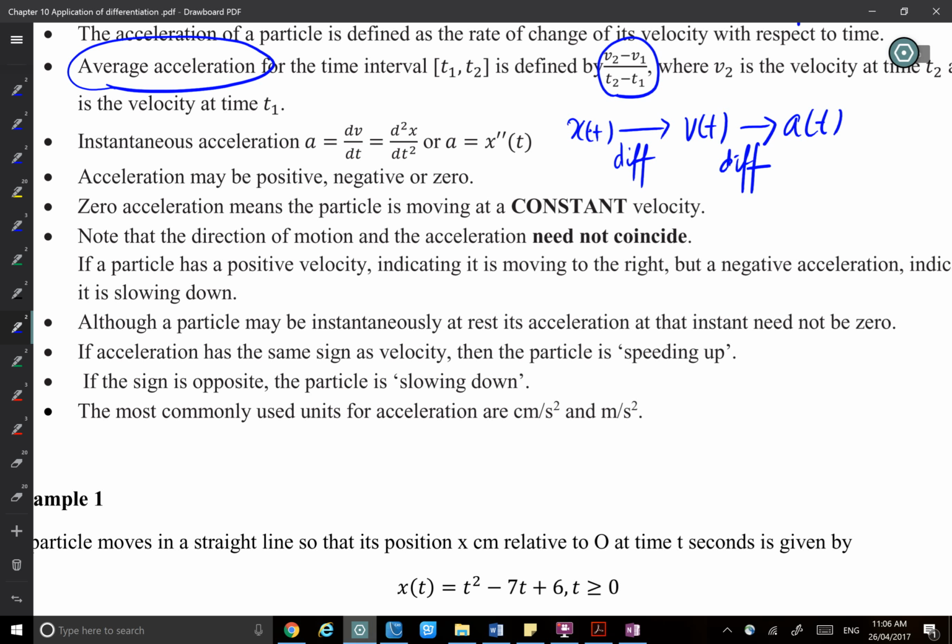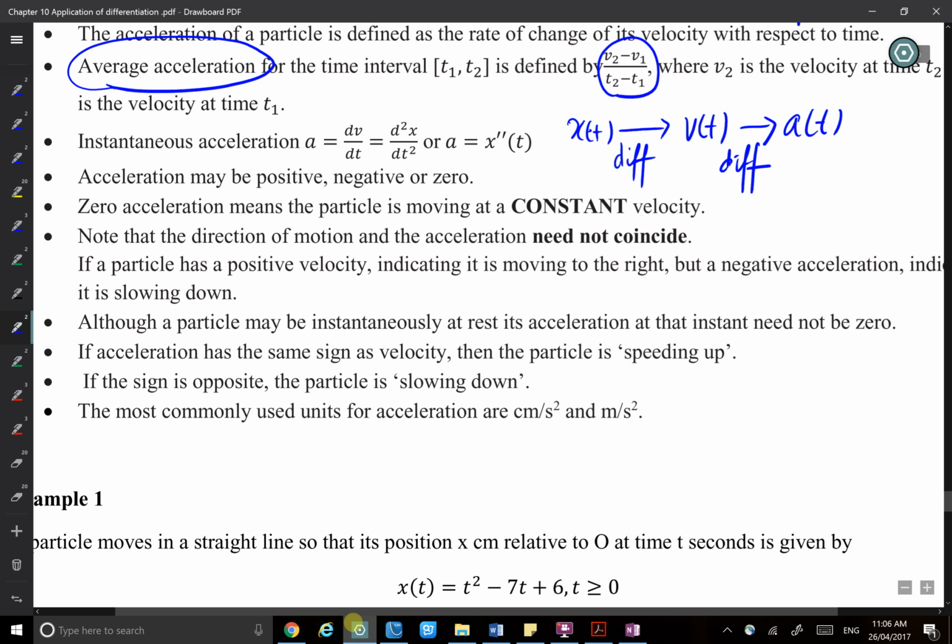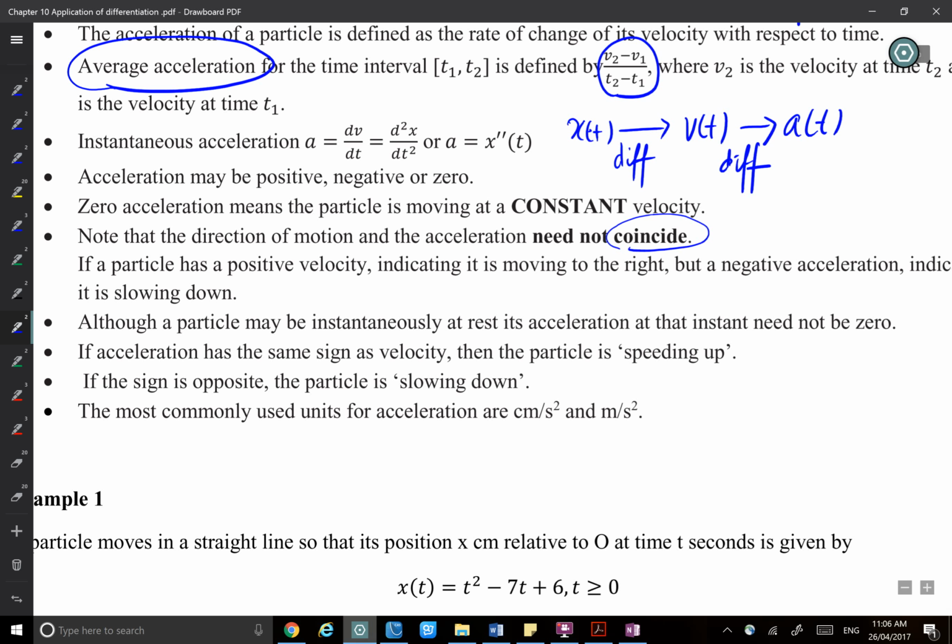So note that the direction of motion and acceleration need to coincide. If you say this is the positive direction for velocity, then this should be the positive acceleration as well. You can't say that's the positive acceleration, that's the positive velocity, and that's the positive direction. You can't do that. So all the positives need to be decided to one side. So the right-hand side is the positive distance, the positive velocity, and the positive acceleration. So all need to be on the same side.